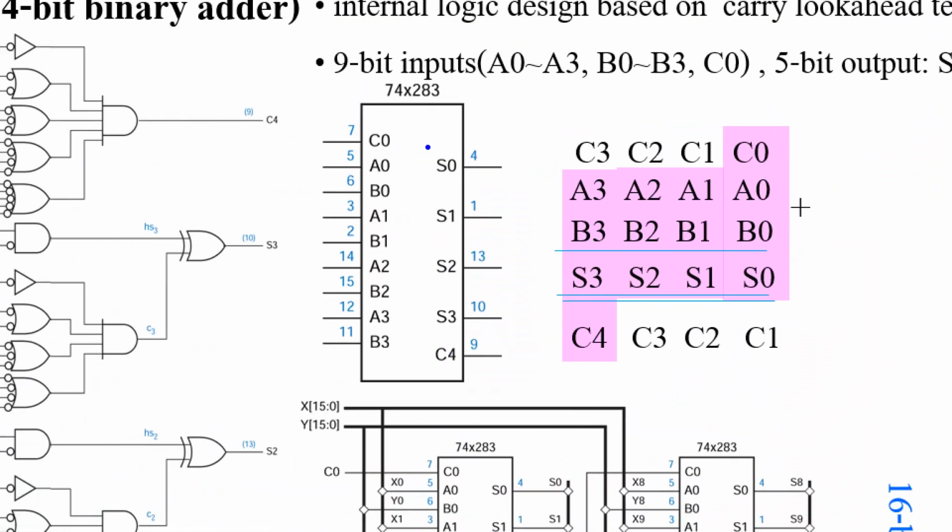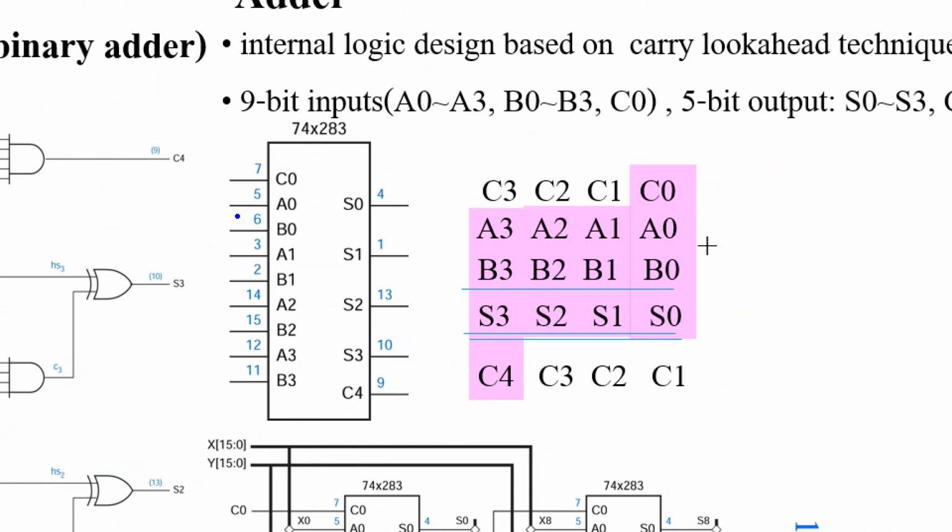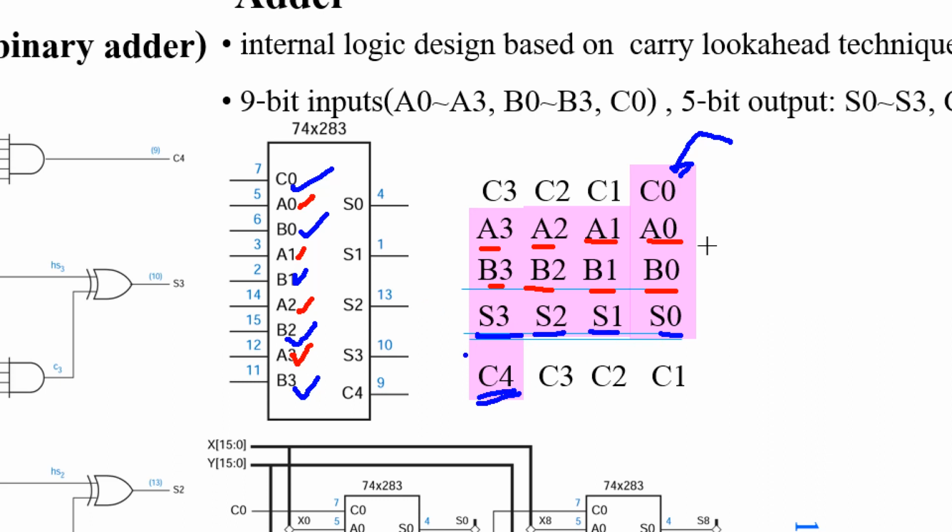And the terminals are like this. There are 4-bit data A3, A2, A1, A0, added to B3, B2, B1, B0, and the carry in of the first digit. The result is S3, S2, S1, S0, and the carry out of the last digit. This is the available terminals that you can connect on this IC.